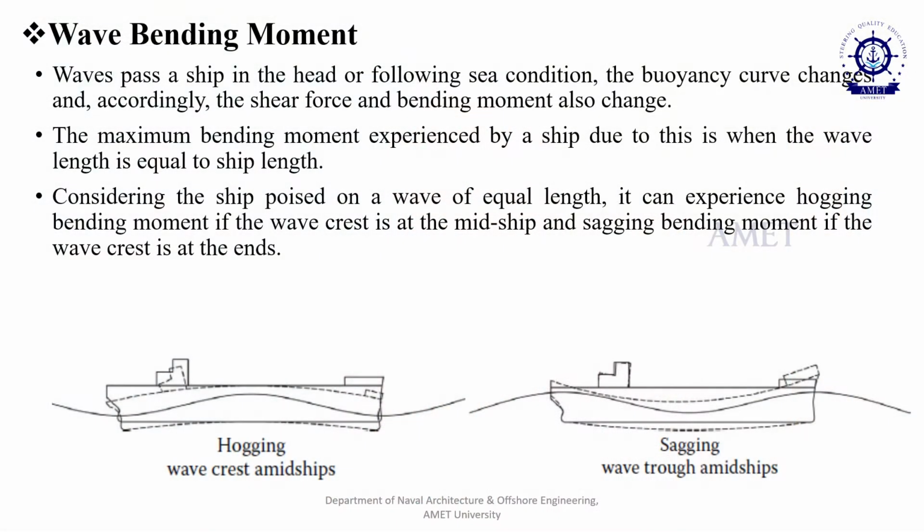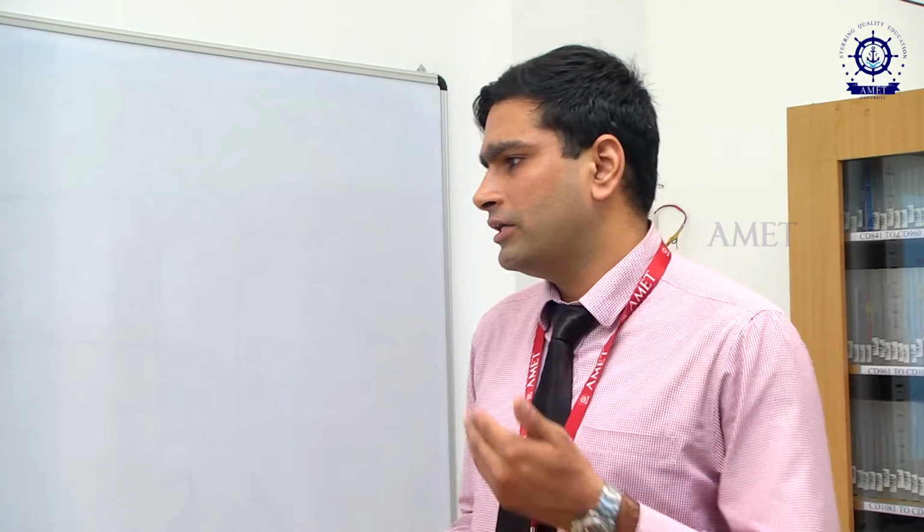We assume that the wavelength of this particular wave, which is heading towards the ship, is approximately 1.5 times the length of the ship. So, if you see in the diagram or in the picture below, the hogging condition where the midship is having a wave crest, and the sagging condition where a wave trough is experienced by the ship.